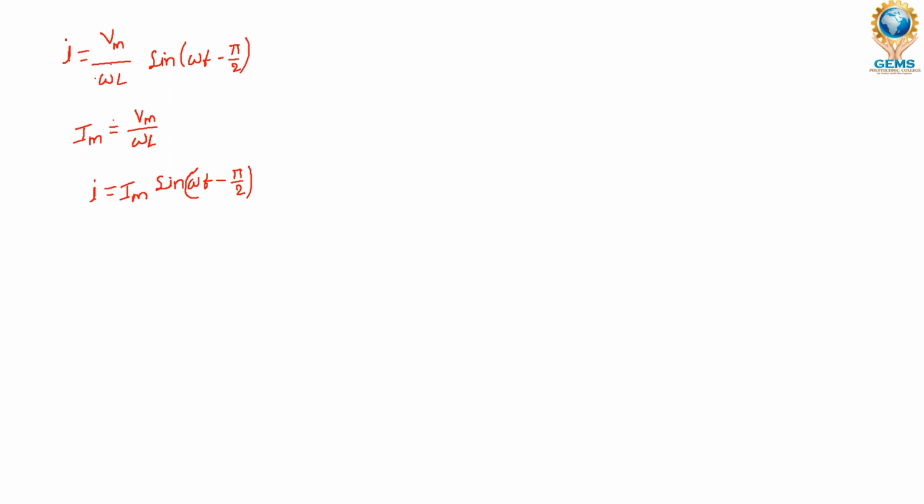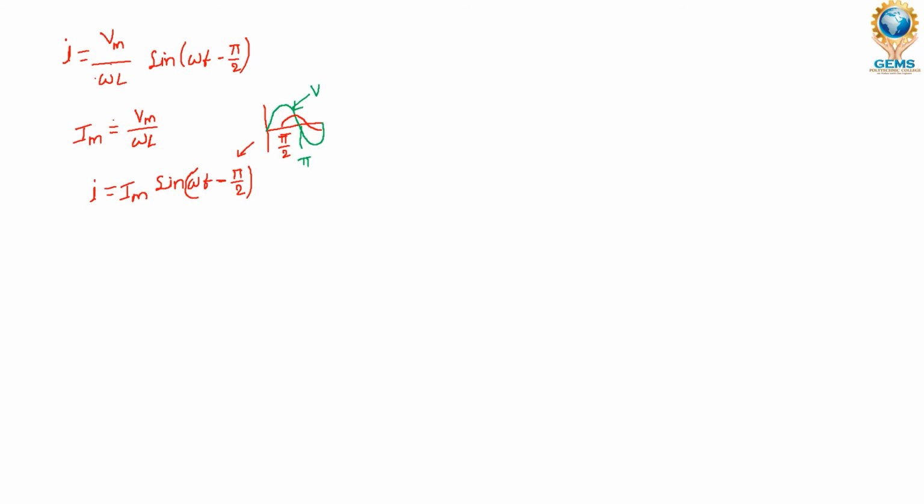Here, why this minus pi by 2 value? Because if we see this waveform is voltage, this is the current, it is coming at a pi by 2 delay. The current is late, because of that we have to write the minus here. It has come like that. Okay, this is the value.